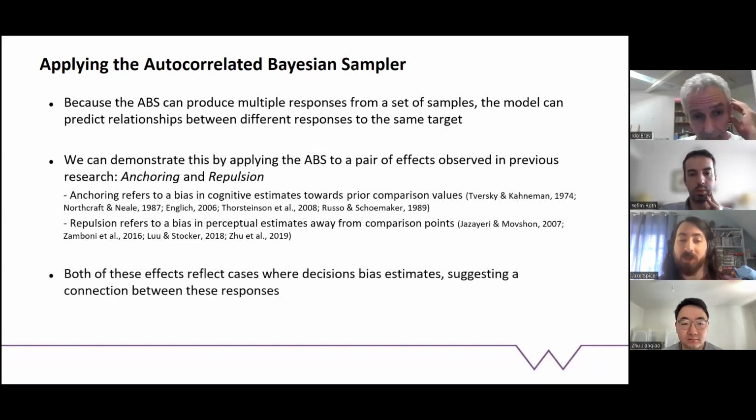But interestingly, both of these reflect cases where the decisions and the estimates appear to be related. In fact, the decisions appear to be biasing the estimates away from the true values. So maybe there is some connection between these responses, and that might be something that ABS can get access to.